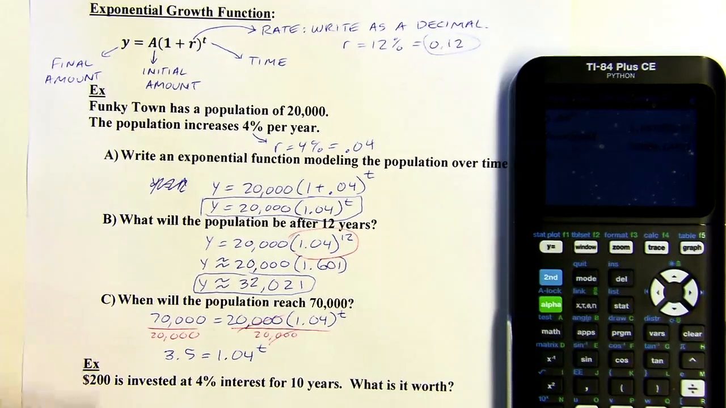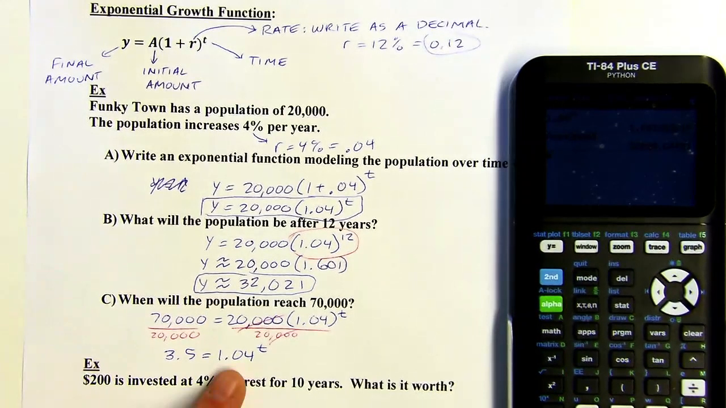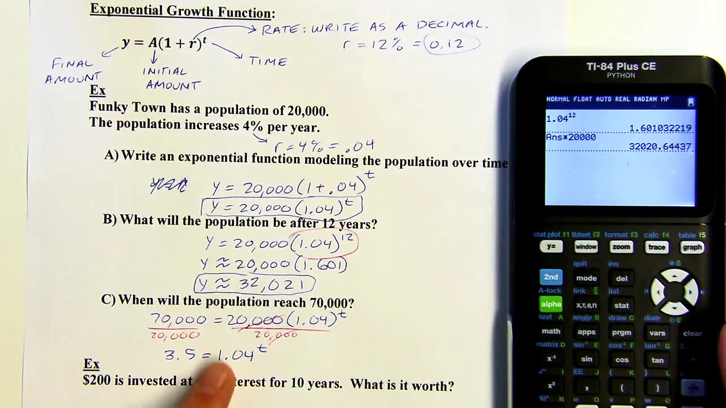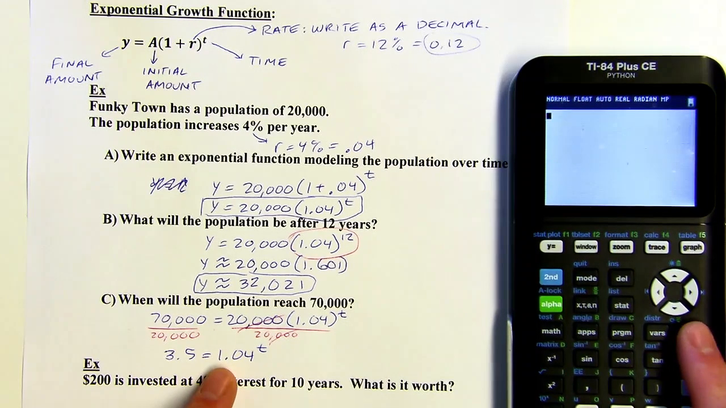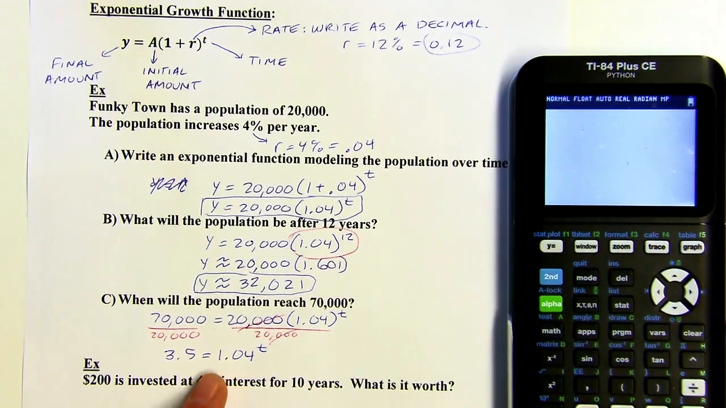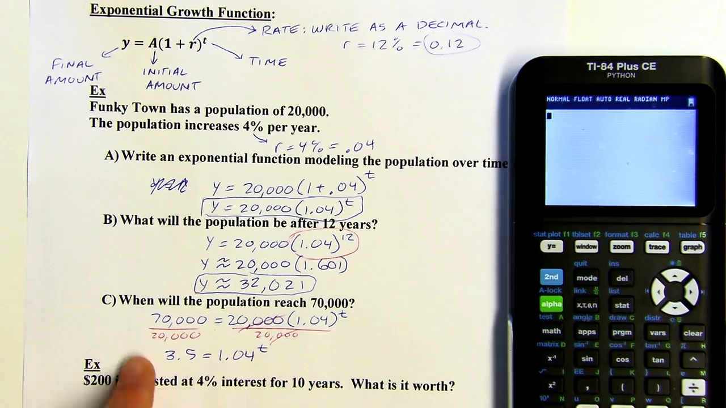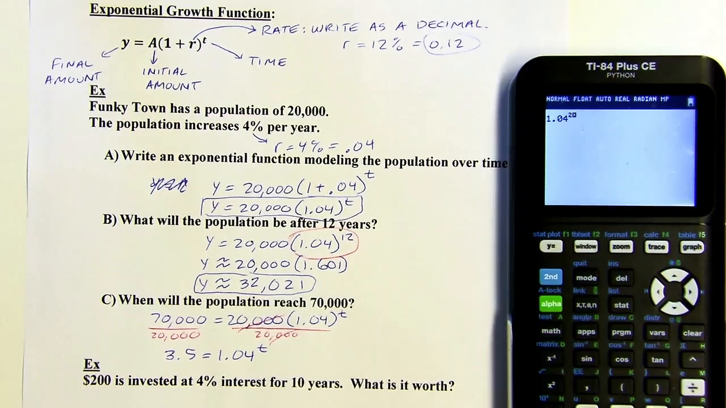Okay, and now at this point, I don't have a good way to isolate the exponent. You can isolate it with logarithms, but we haven't gotten there yet. That's a topic for later. So what we're going to do now is a guess and check thing. I'm going to just try plugging in different t values and have it come out to 3.5. So I'm going to take 1.04 and raise it to the second and see what happens.